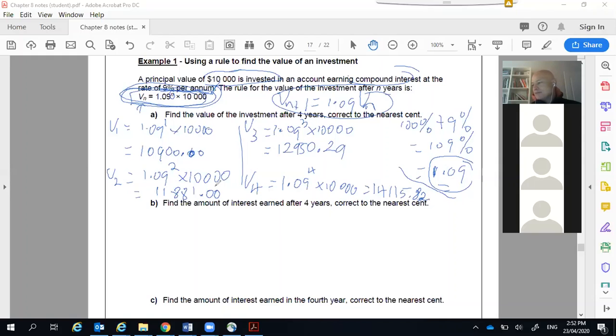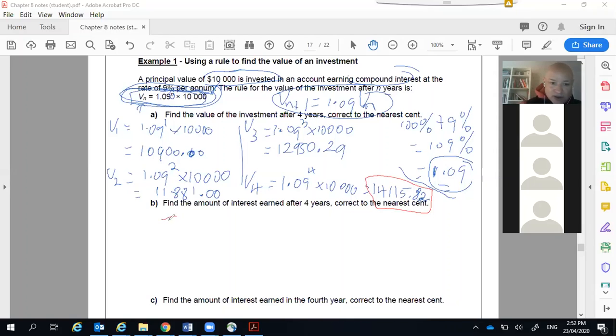Okay, part B. Part B says, find the amount of interest earned after 4 years, correct to the nearest cent. Well, we started off with $10,000. At the end of the 4 years, we have $14,115.82. So the interest that we've earned, I'm just going to take away the 2.